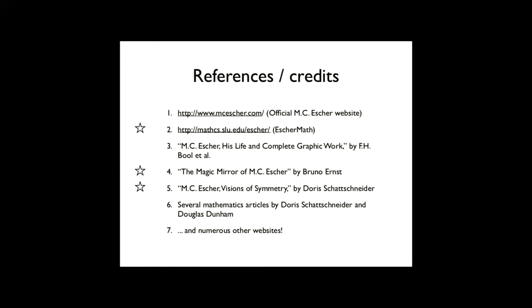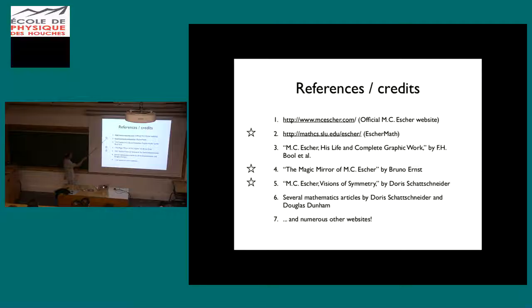So I will end there with some references. These are my favorite ones here with stars. These are both written by mathematicians, Bruno Ernst and Doris Schneider. This is sort of the definitive work on Escher's periodic tilings. And this is a great book to read as well. This was done by Bruno Ernst, who's a mathematician who interviewed Escher the last 2 or 3 years of his life. So, questions? Okay, thank you.